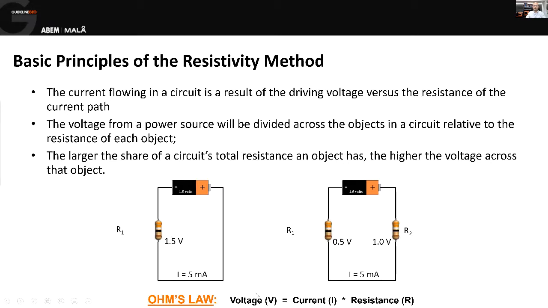So Ohm's law just states that the voltage in the circuit is equal to the current flowing multiplied by the resistance. So we can rearrange that. So resistance is the voltage divided by the current, and that allows us to determine that component is 300 ohms. In the diagram on the right-hand side, we can see that the resistance is split in a ratio of 2 to 1, and that the voltage also splits in a ratio of 2 to 1 as well.